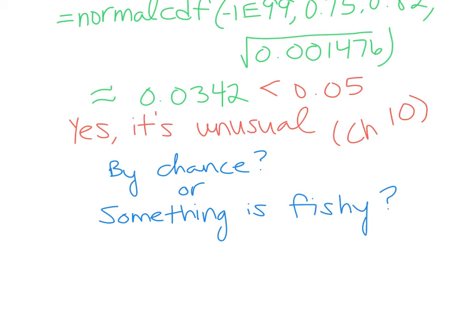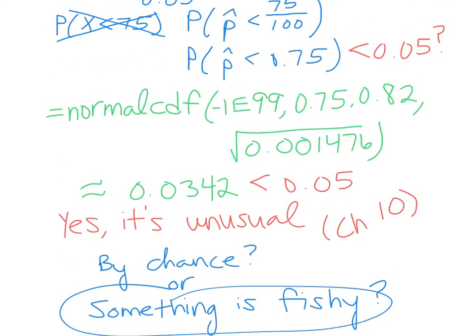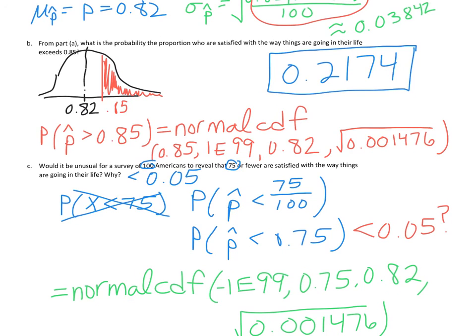And when we're doing our inferential statistics, we assume that something is wrong. So for instance, since it's unusual, we're not going to say, oh, maybe it was by chance and it's fine. We're going to say, okay, this is showing us that something's wrong. So since it was smaller than 0.75, maybe this 0.82 was wrong to begin with. Maybe the 0.82 was closer to 0.75, something like that.